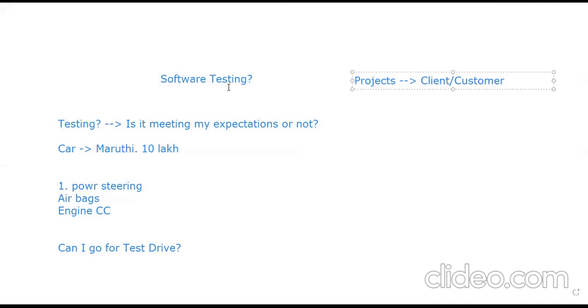And this is what we will make sure of in the form of software testing. Our final goal is to make sure whether we are meeting the client's expectations or not. That is the main goal of software testing. And the second goal of software testing is in real time. In real time, there are different people.